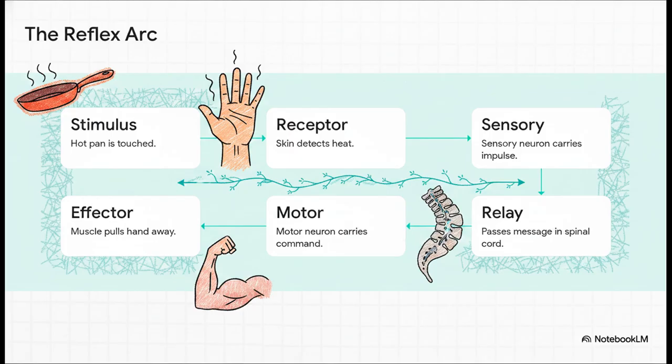Okay, let's walk through this sequence. It makes a perfect little roadmap for your exam. Step 1, the stimulus, which is our hot pan. Step 2, the receptor cells in your skin actually detect that intense heat. Step 3, a sensory neuron grabs that impulse and rushes it up your arm. Step 4, boom, the signal hits the spinal cord, where a relay or association neuron instantly passes the message right across. Step 5, a motor neuron carries the command straight back down. And step 6, the effector, which is your bicep muscle, contracts and you pull your hand away to safety.